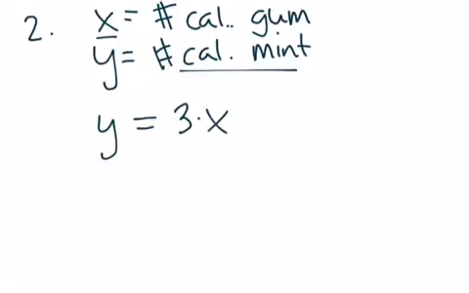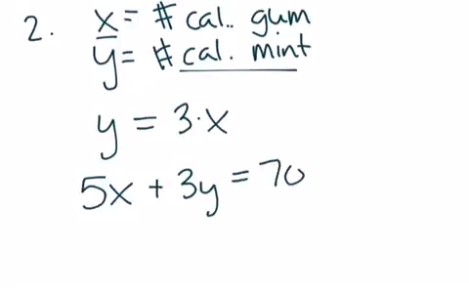Okay, there's that one. Then it says there are 70 calories in 5 sticks of gum and 3 mints. So 5 sticks of gum would be 5x, plus 3 mints, 3y, and it says that that is 70 calories.